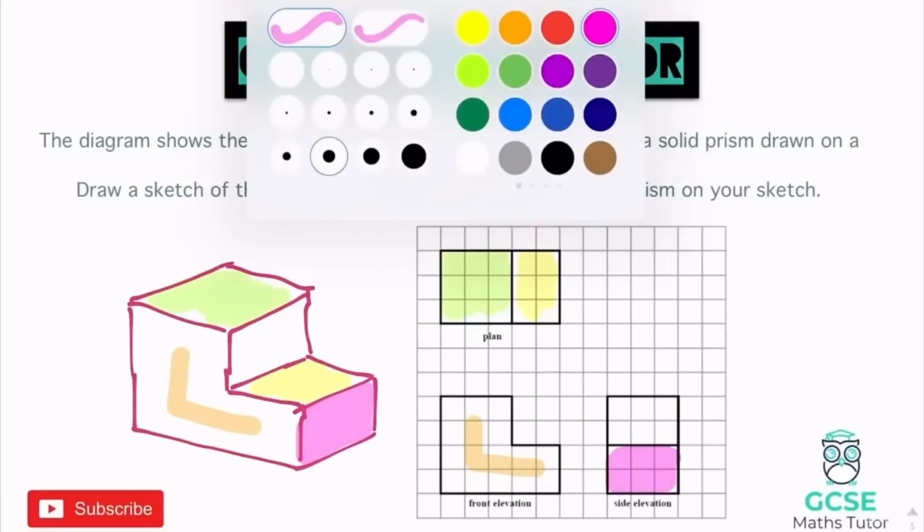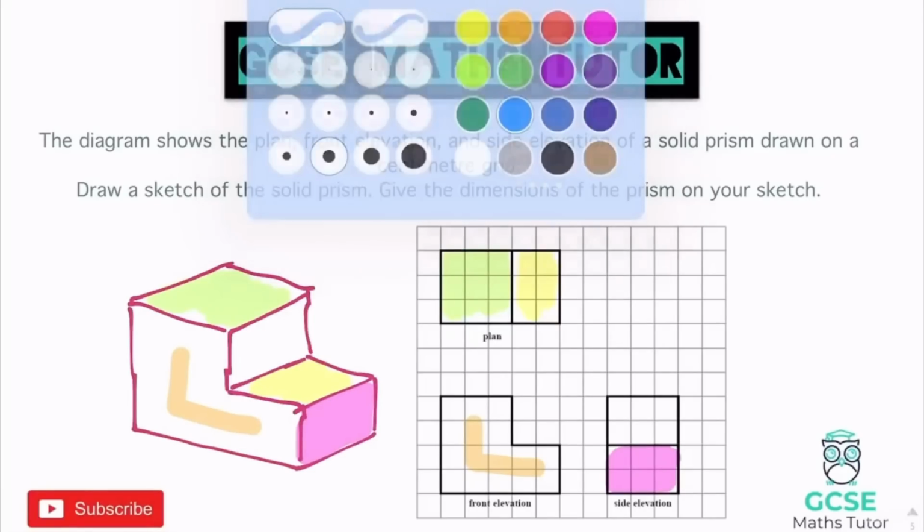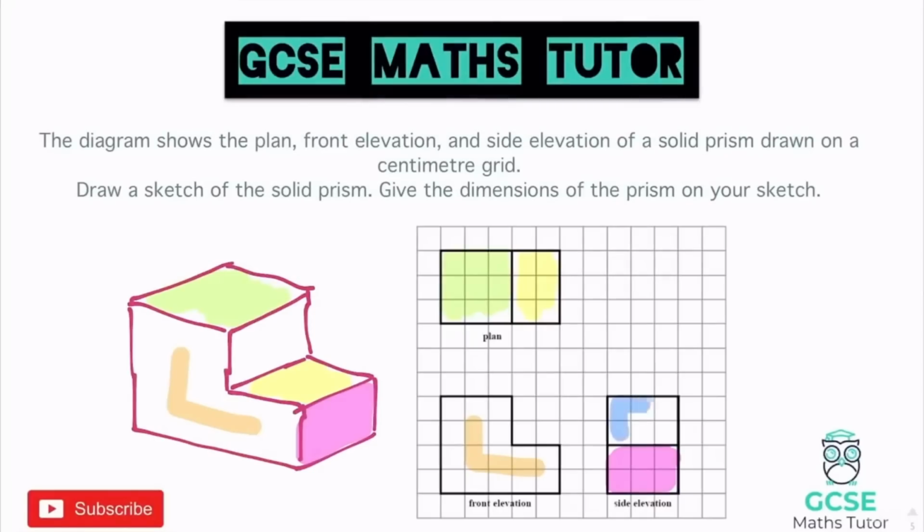I'm going to run out of colours though. What have we got? Not very nice colours there, let's go with blue. Right, okay, so you've got this one here that matches that one there. There we go. And that is how we're going to draw this little sketch of this prism.